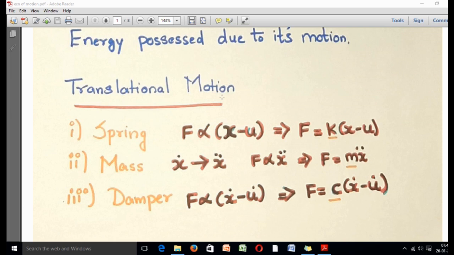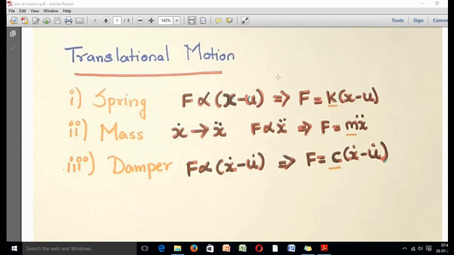There are three terms which we must know to describe the equations of motion: spring, mass, and damper. It is said that the change in the length of the spring is proportional to the force acting along its length, meaning the force is directly proportional to the change in length of the spring. So I can write F is proportional to x, and when I remove the proportionality, it becomes F = Kx, or F = K(x - u), where x - u is the change in the length of the spring.